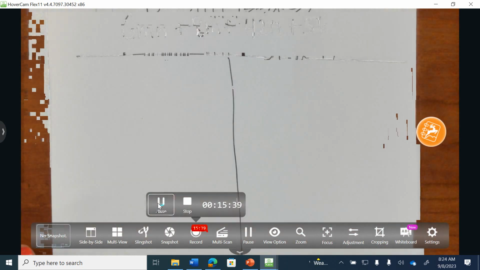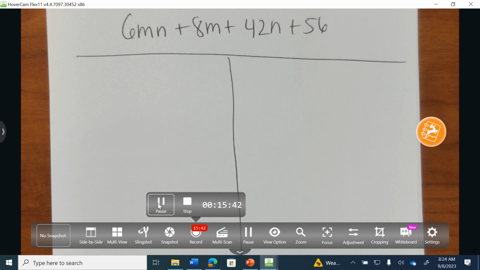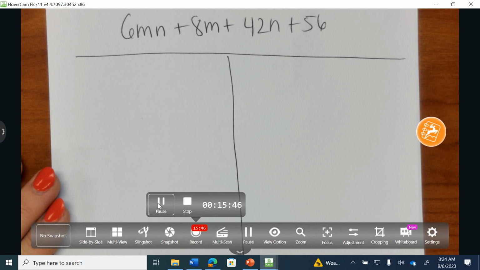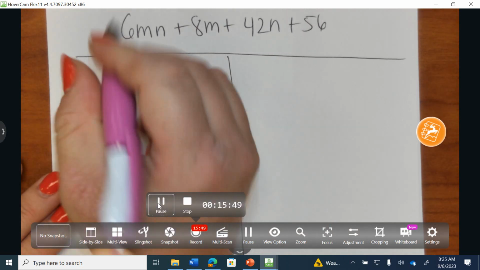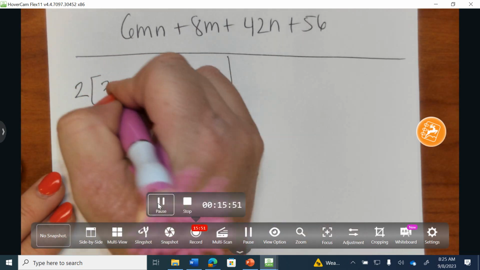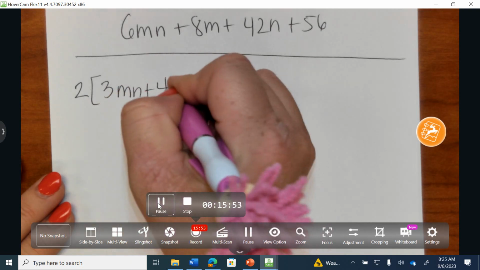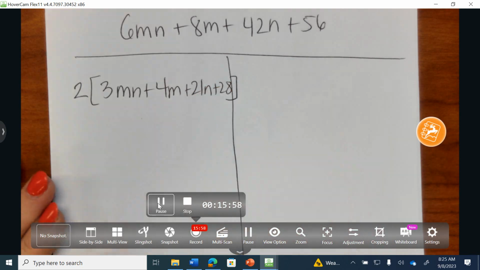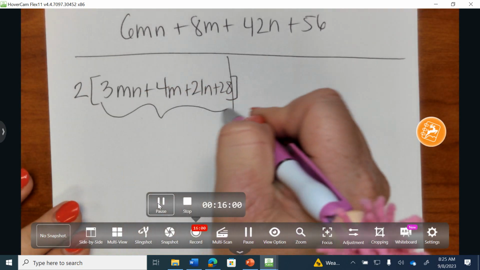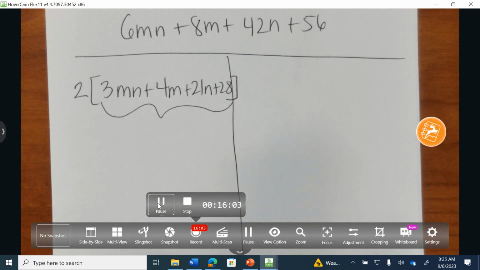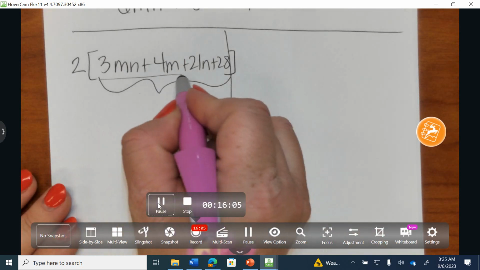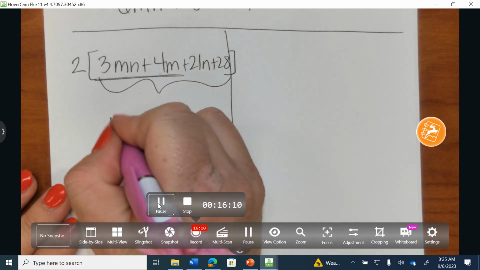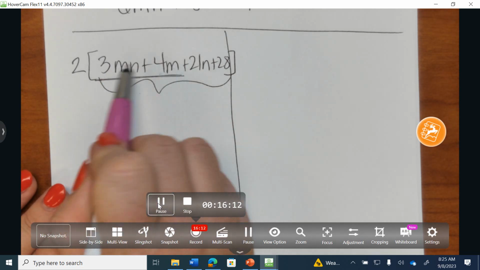I'm going to show you 2 different ways to do number 5. The first way is you recognize that each of these values is divisible by 2. And so you would factor out 2, and you'd be left with 3mn plus 4m plus 21n plus 28. And then this is the part that you would work with, and we'll bring down the 2 at the end. So you would underline the first 2, and you'd recognize you can't factor out any value other than 1. The most you can take out is 1m.